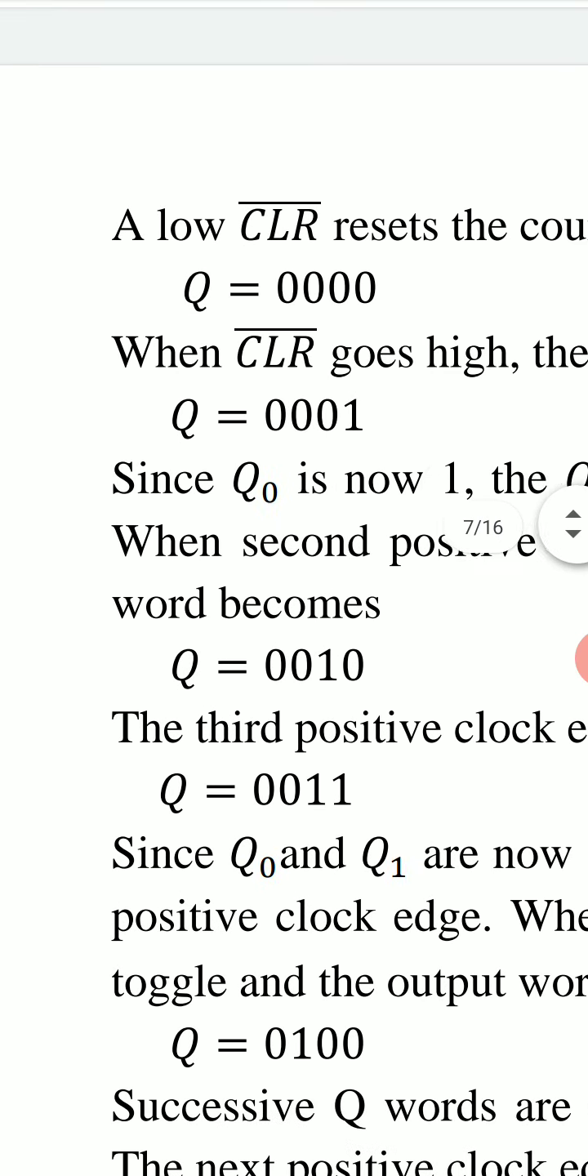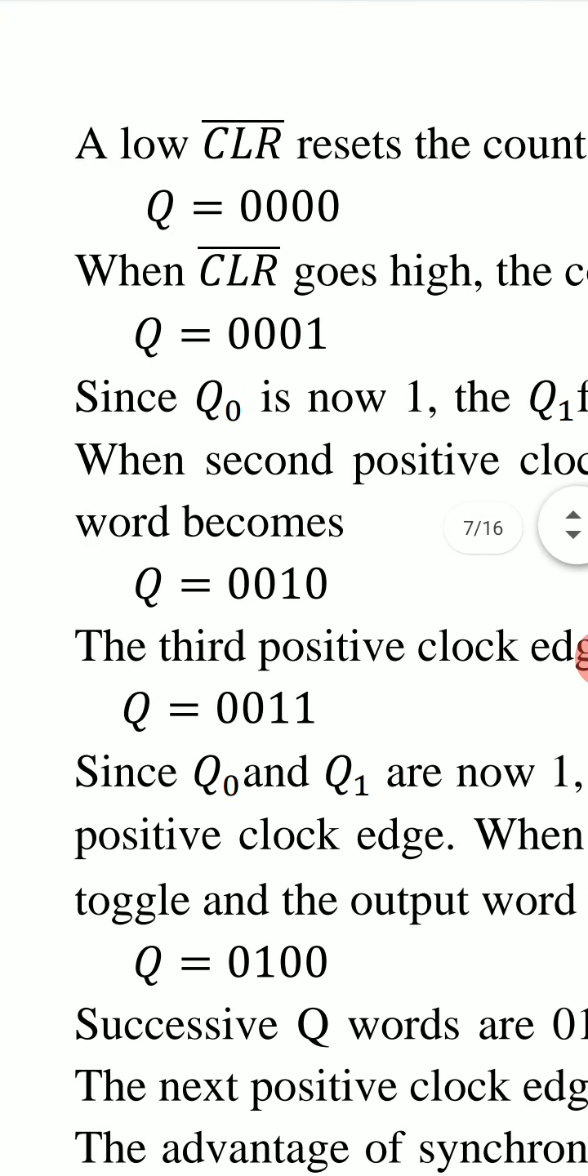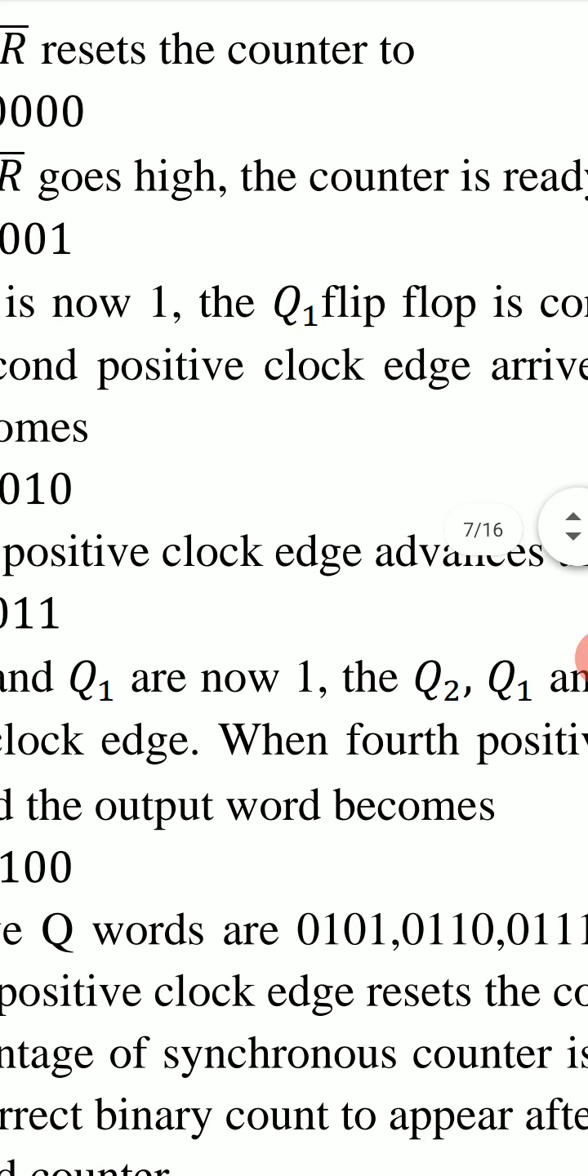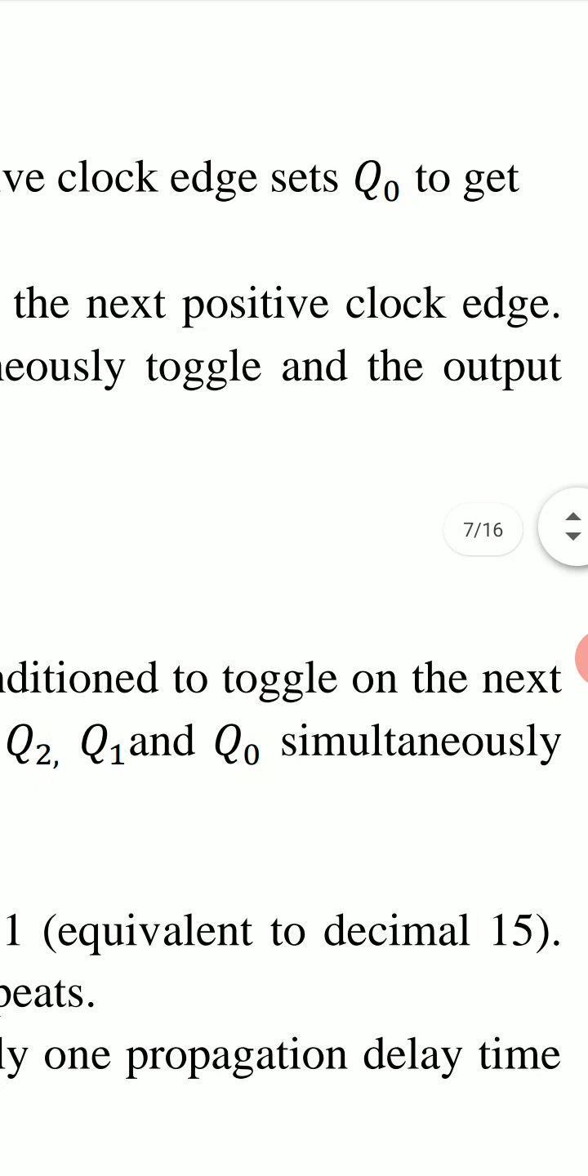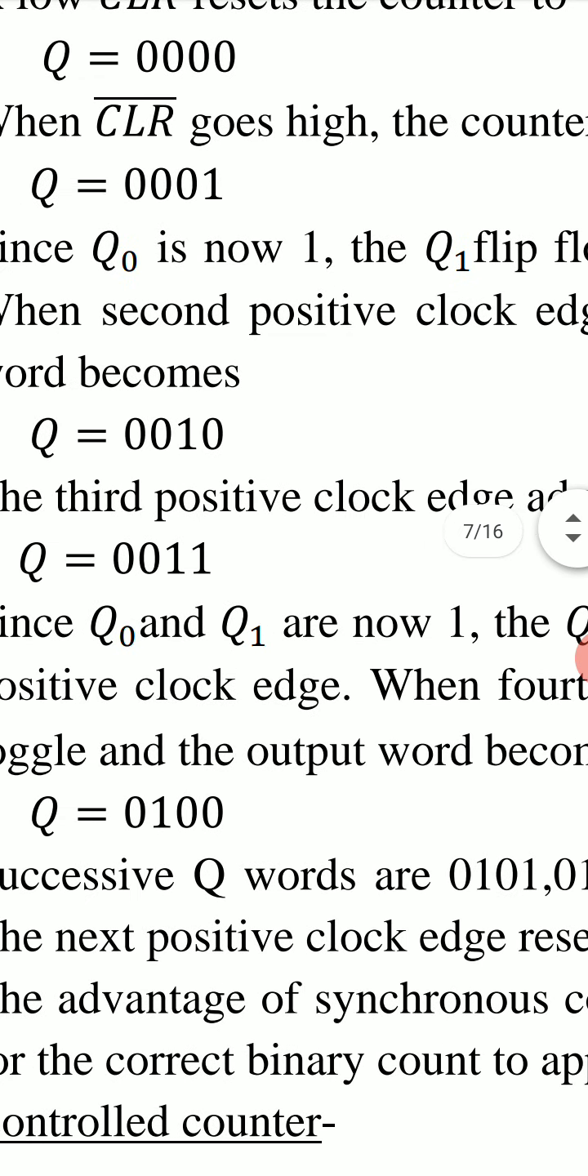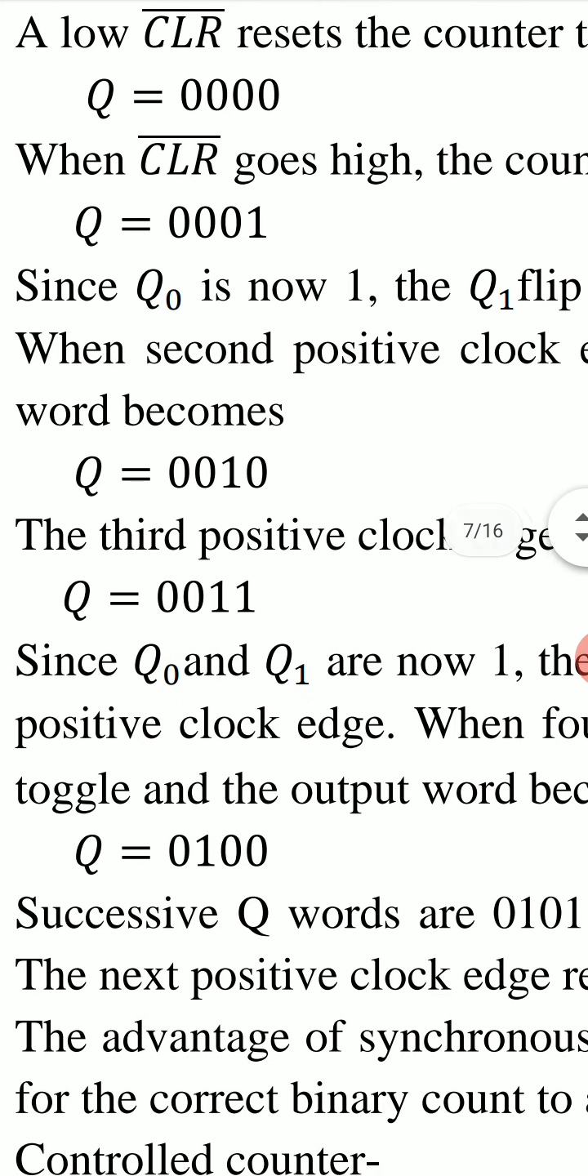A low CLR bar resets the counter to Q equal to 0, 0, 0, 0. It is low active. So when CLR bar is low, it will clear and output word Q becomes 0, 0, 0, 0. When CLR bar goes high, the counter is ready to go. The first positive clock edge sets Q0 to get the word Q equal to 0, 0, 0, 1.